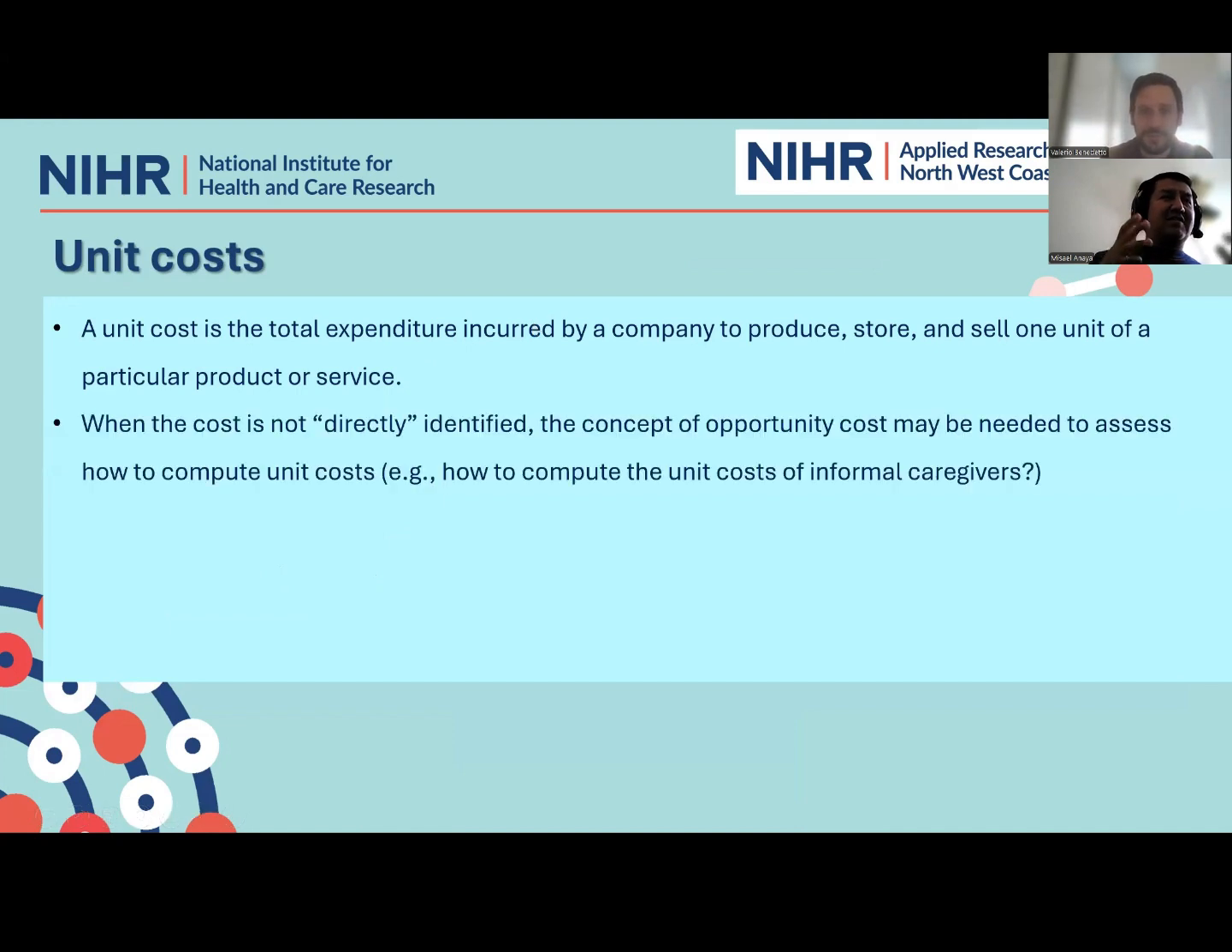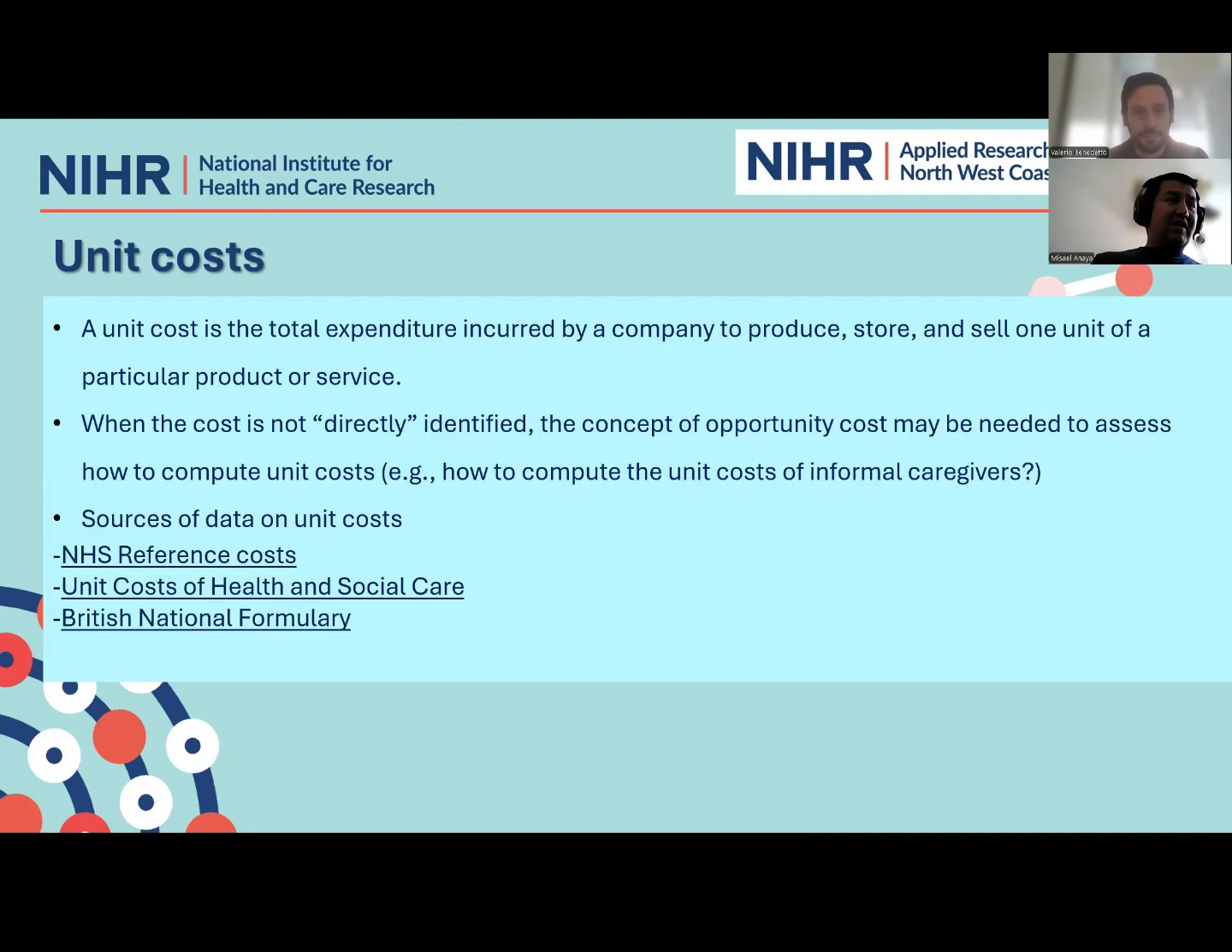Okay, let's see the unit cost. As a summary, the unit cost is the total expenditure to produce 1 unit of a particular service, as was explained here. And then there is the direct cost, which is the inputs that are directly related to the service, usually, for example, labor and medicines, and the indirect cost and also the opportunity cost that are related to this kind of productivity loss that we are speaking about.